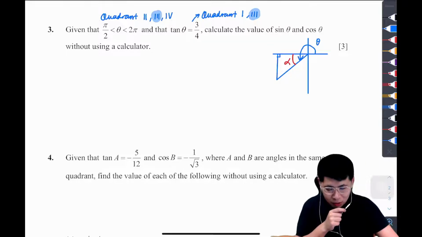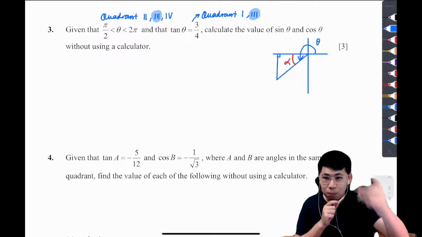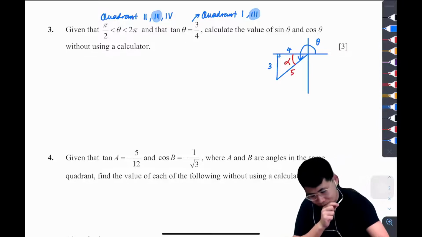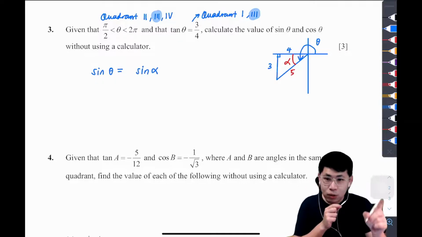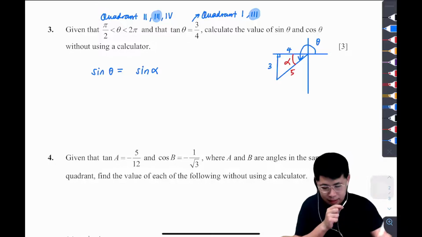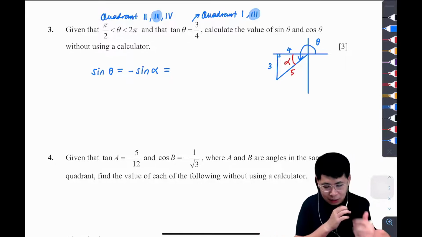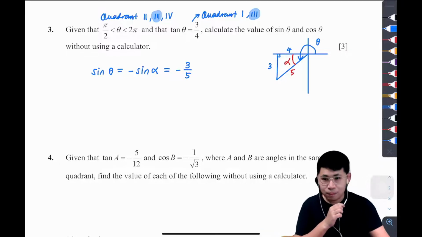So based on this right angle triangle, the tangent is 3 over 4, right? So opposite over adjacent. So this will be opposite, adjacent. The hypotenuse is 5. So this is a 3, 4, 5 triangle. Okay, so what is sine theta? Sine theta can be equal to sine alpha, but in quadrant 3, ASTC, so sine would be negative. Okay, so this one will be opposite over hypo, so negative 3 over 5.